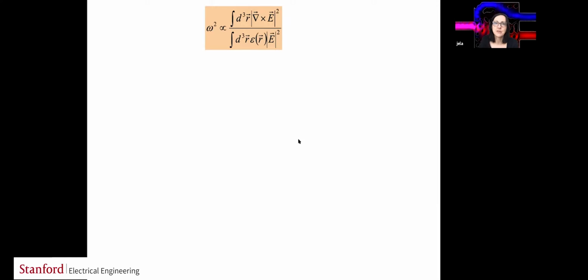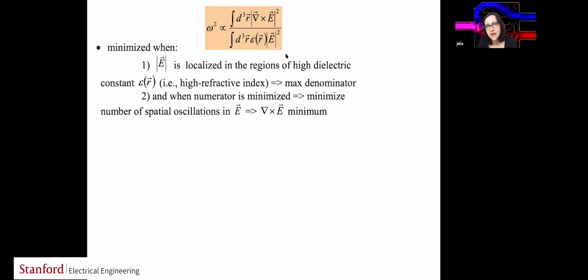So now that tells you how the lowest eigenfrequency mode should look. It will have the electric field concentrating in the regions of higher epsilon, right? And now let's go back to our periodic structure, which has high and low index regions. If you want to minimize this, you would have to put the maximum of E squared in the regions where epsilon is strong, and you would also like to minimize the number of oscillations in the electric field in order to minimize the curl of the electric field, right?